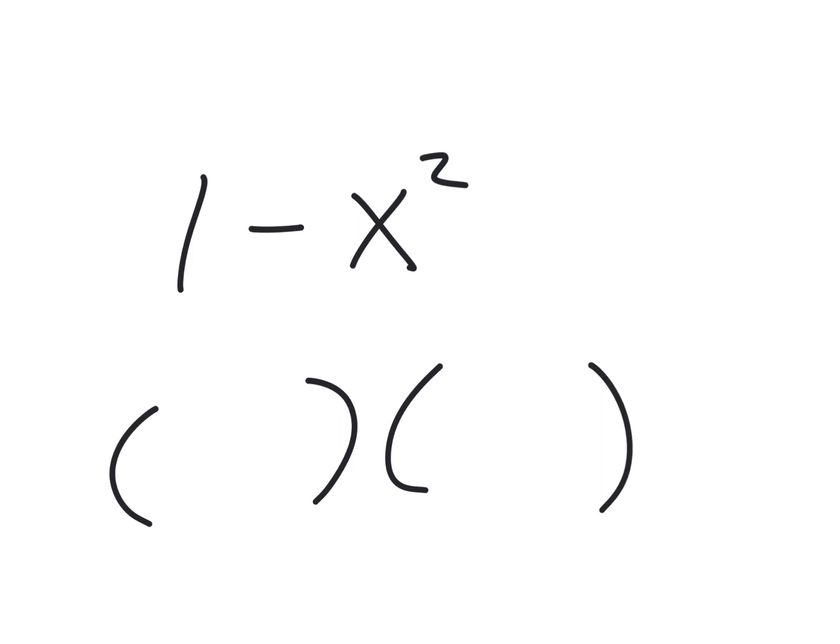Okay. All right, here we go. 1, 1 to make the 1. Plus and a minus because the answer ends in a negative, so it must be 1 positive and 1 negative. And then it must be x and x, and that's all there is to it.